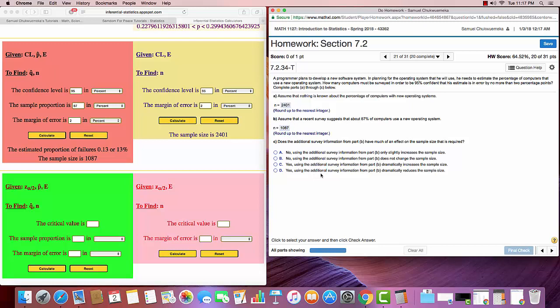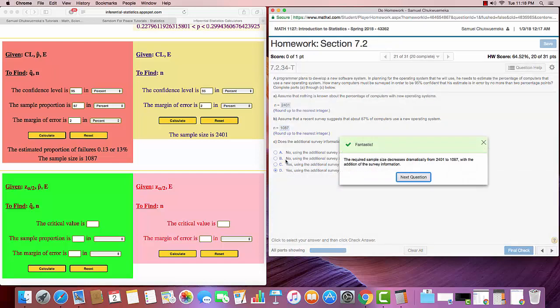D, yes, using the additional survey information from Part B dramatically reduces the sample size. That's right. Using this from Part B, it reduced it.